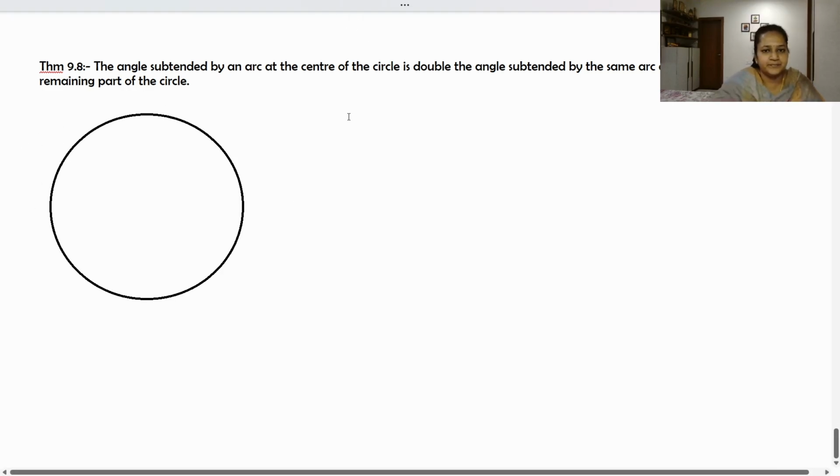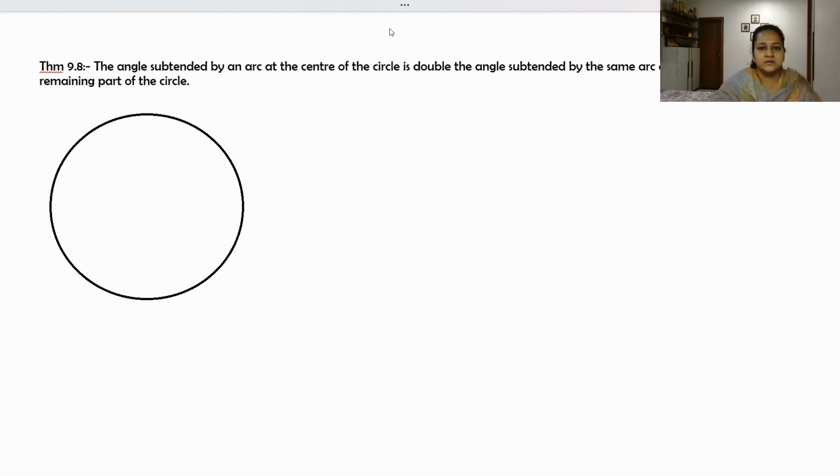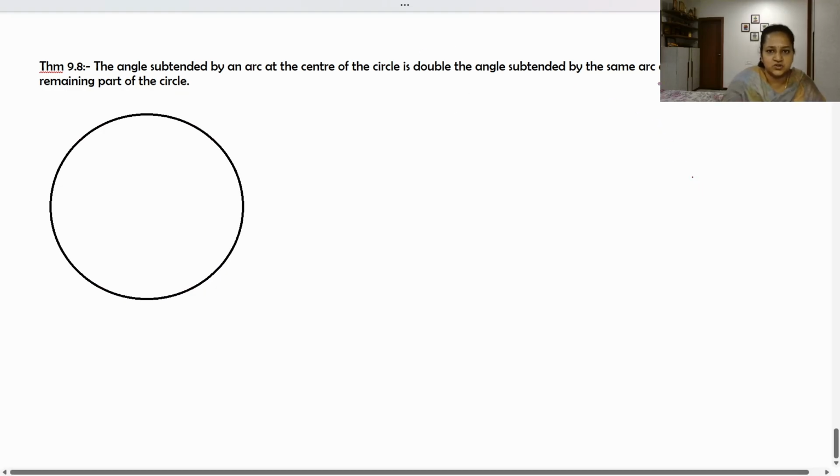Let's look at a circle and let's understand the statement again. What does the statement say? The angle subtended at the center. So let's mark the center.